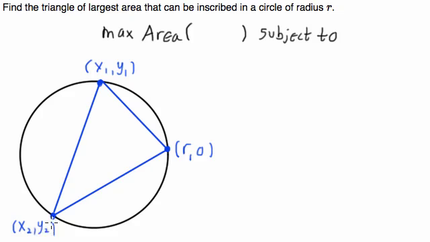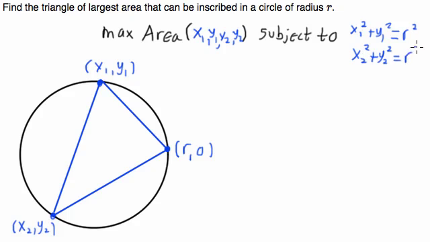So if this is a good coordinate system, then it should be easy to write down the area of the triangle in terms of x1, y1, x2, and y2. Now we have constraints in this case that x1 and y1 must be on the circle and x2, y2 must be on the circle. So here we have the constraint subject to x1 squared plus y1 squared equals r squared, and x2 squared plus y2 squared equals r squared. So the constraints are clear. But now we run into trouble when we try to find what is the area as a function of x1, y1, x2, and y2.